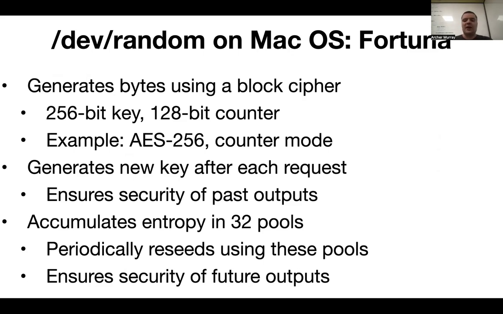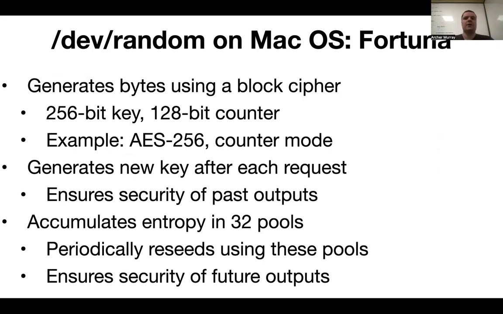And the thing is, every time bits are requested from Fortuna, it will generate an output as usual. Then it will generate another output, which will be used as the key to generate the next output. This ensures that past outputs are secure because it means that the system doesn't have any memory of what keys were used in previous outputs.